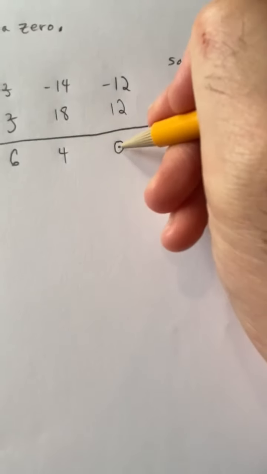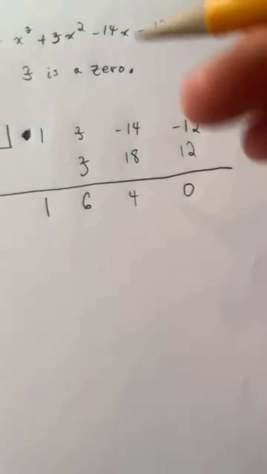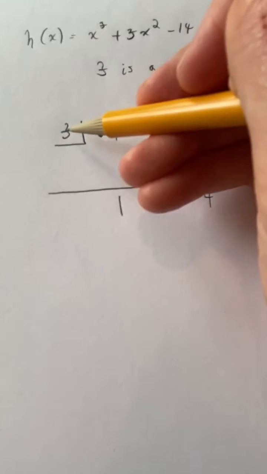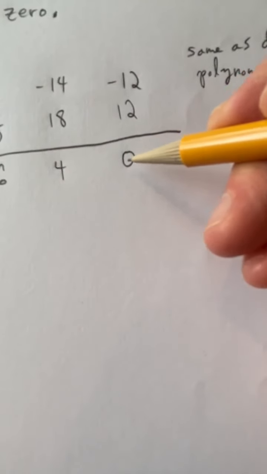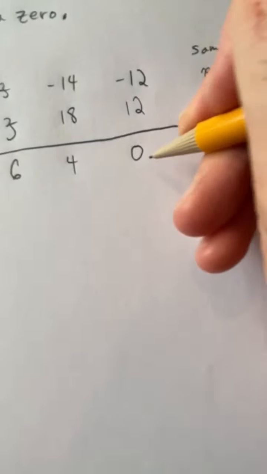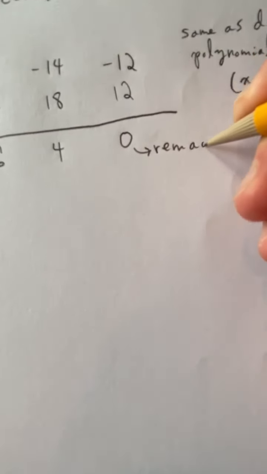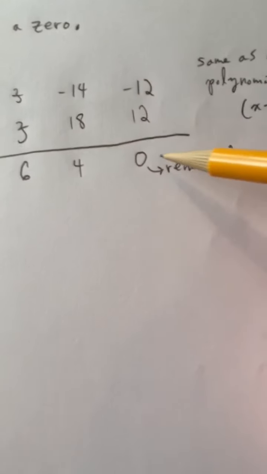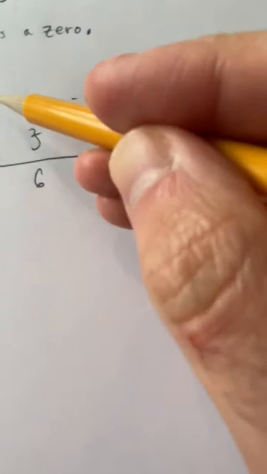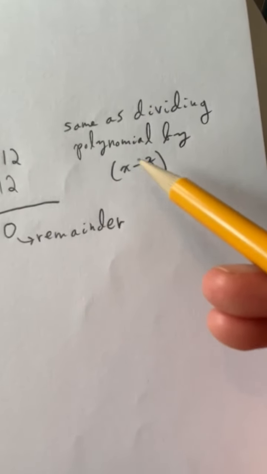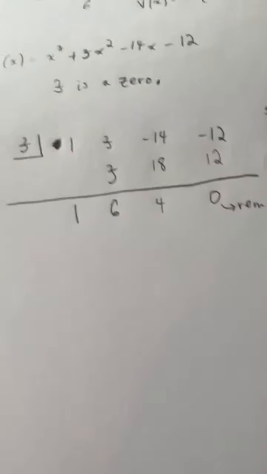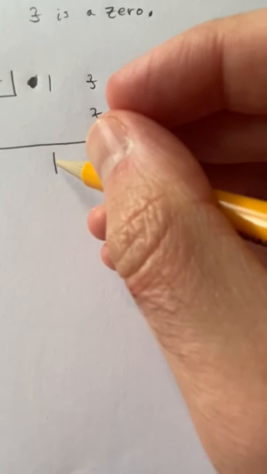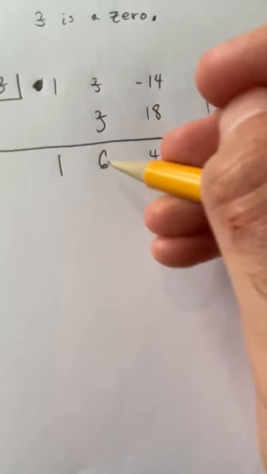This is what we want to see here. Anytime a number is a 0, like 3 in this case, when you do synthetic division with that 0, you should wind up with a 0 in this last place. This is sometimes referred to as the remainder. And when the remainder is 0 after you do synthetic division, that means that your polynomial is evenly divisible by this corresponding binomial. So bottom line, we have 1, 6, and 4. We can use these as the coefficients of a quadratic.